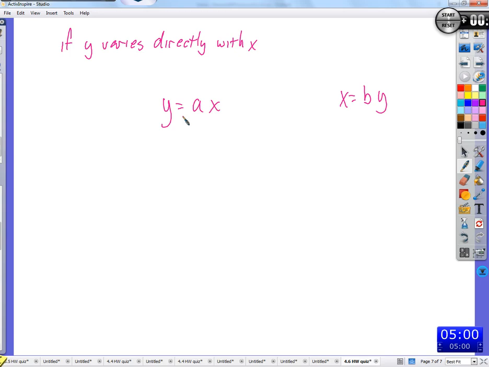Yeah, divide by a, very good. Divide by a, and I've got 1 over a times y equals x. Does this look like that? Quite. Could we get it to look like a number times y? What number would that be? How could we write this as something times y, so that it's the same as this?